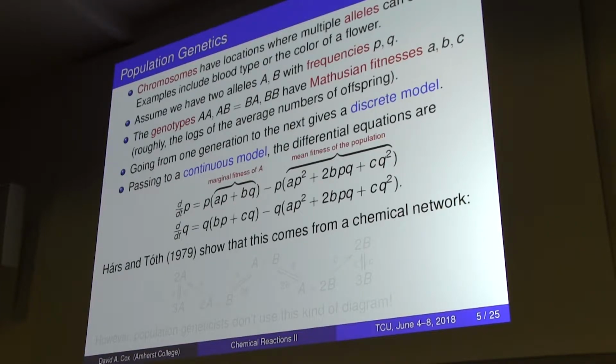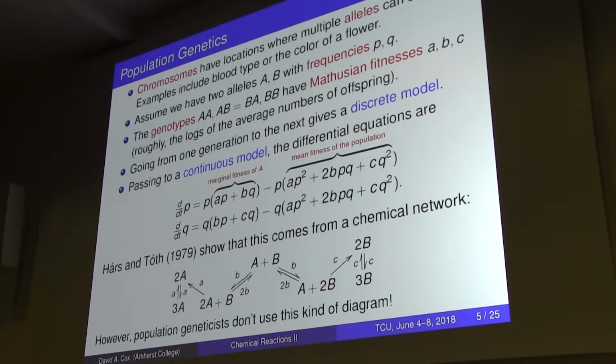chemical network. And in their paper, they actually give a little algorithm that, given this, you can construct the network, and that's the network you construct from this particular thing. So if you apply the law of mass action to this, where P is the concentration of A and Q is the concentration of B, this will turn into that.